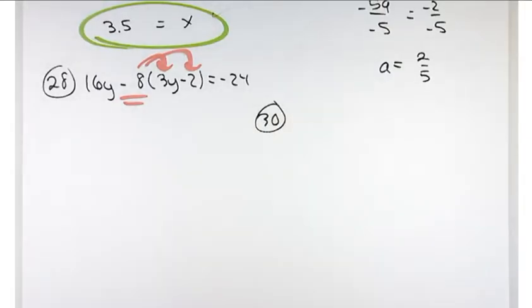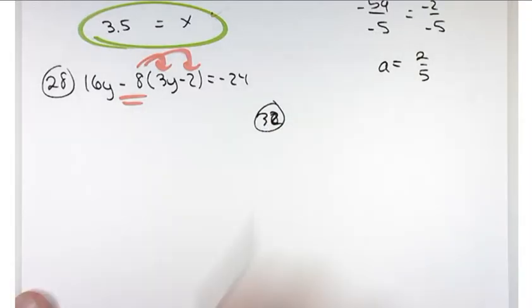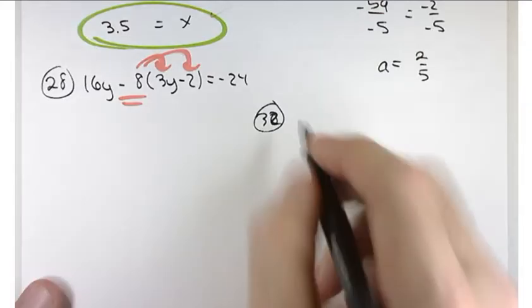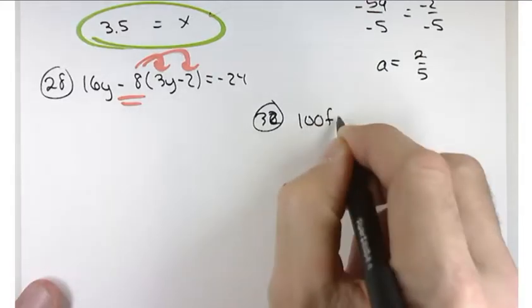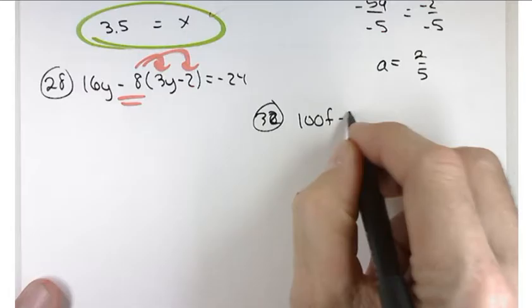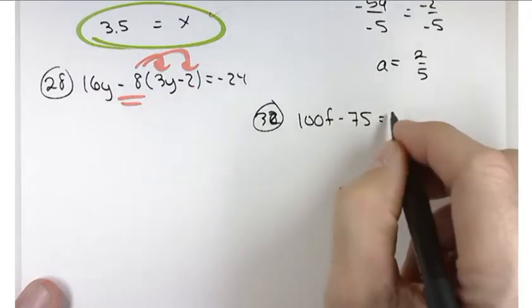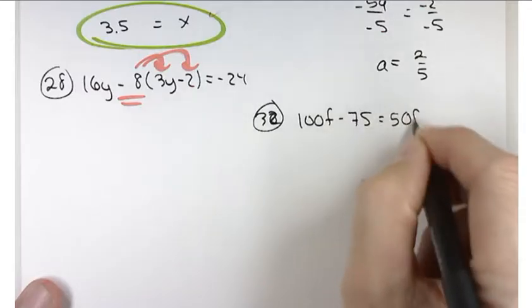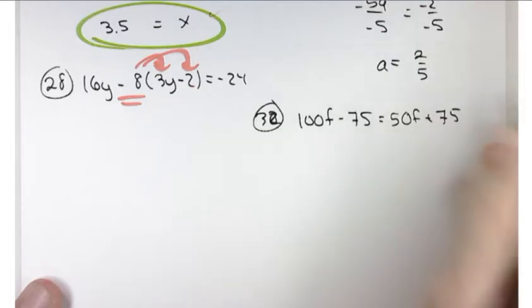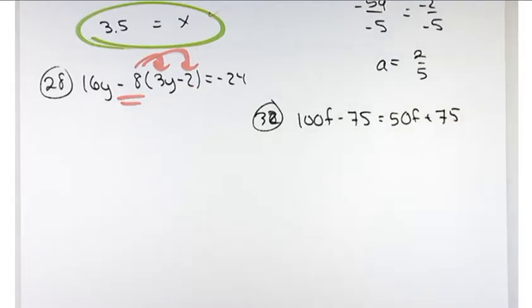So problem number 32 would be 100f minus 75 equals 50f plus 75. And that one does actually work out to be pretty nice. Both of these work out to be nice integer numbers. So like I said, I'll walk around and try and help out. But please help me by helping each other as well.